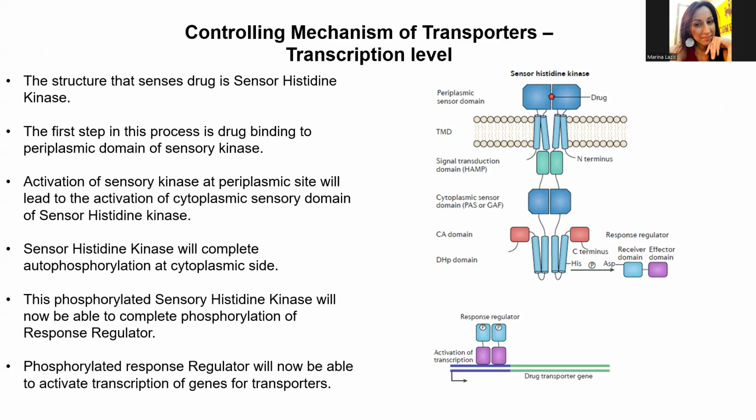That's why it's called a two-component system. You have the sensory kinase that completes phosphorylation of histidine, and only in that state it's able to transfer the phosphate group to the aspartate of the response regulator, which later on will cause transcription of certain genes.